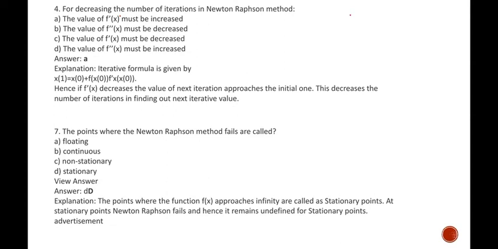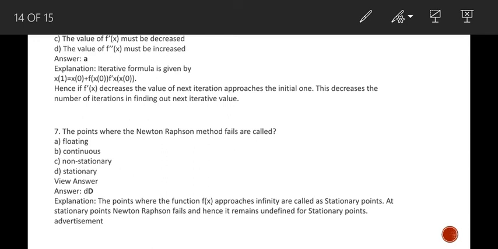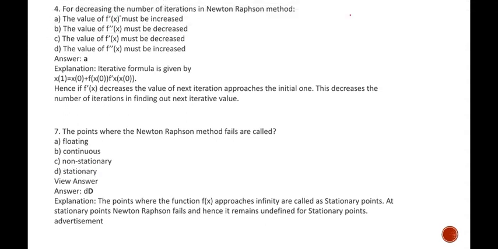Now, the points where the Newton-Raphson method fails are called, we have to remember, stationary points. Because the function does not change with respect to y, the dy by dx becomes 0, so we call them stationary points. This is the theoretical part we have to remember.